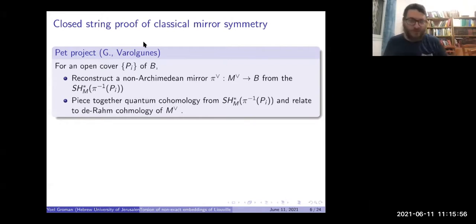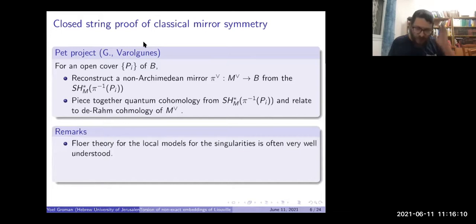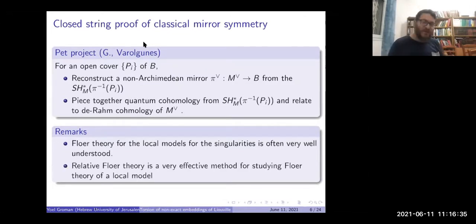Hopefully, we're interested in the question of how far one can push this and how much of classical mirror symmetry one can extract from it. This is in the back of my mind when I'm thinking about this. And so, I'm now repeating myself: if you think of local models for singularities of SYZ fibrations, Floer theory is well understood, because I think nothing has actually been written from the point of view of local symplectic cohomology, but it should be very well understood. And also, this relative or local Floer theory, if you want to study Floer theory of a local model of singularity, is a very good tool for doing it. But that's just a general remark.